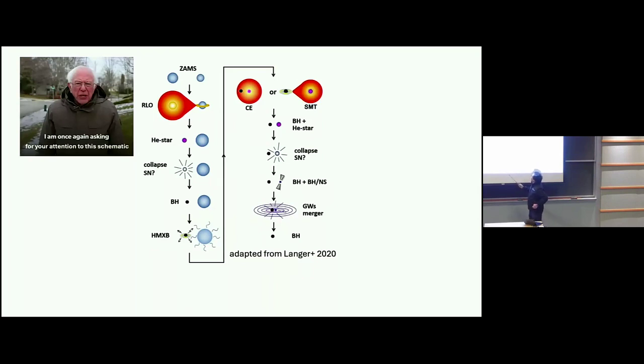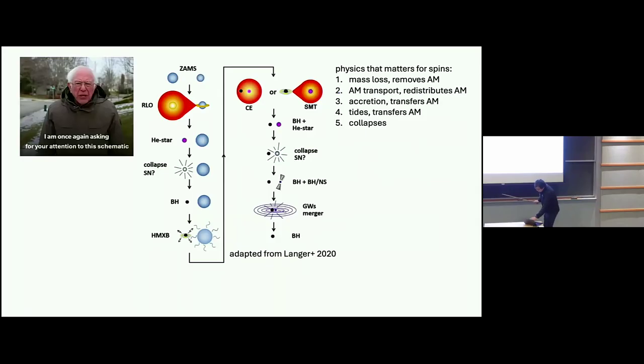The basic idea is that you have several physical processes that control the spins of the final black holes. You can have mass loss that removes angular momentum from either the star or the orbit. You can have internal angular momentum transport in stars that redistributes the angular momentum in your star and decides, if you lose your envelope, how much spin you lose. And you can have accretion that may change the spin of stars or compact objects. And you can have tides, if they're close enough, that transfer angular momentum between the spin and the orbit. And you can have collapses. I'm not an expert on that, so I'm not going to talk about it today.